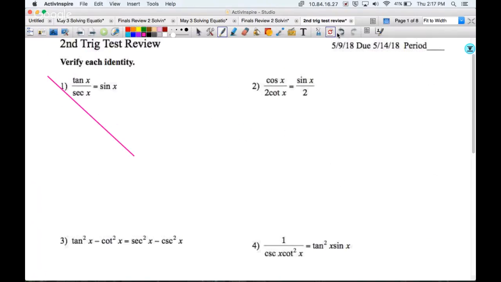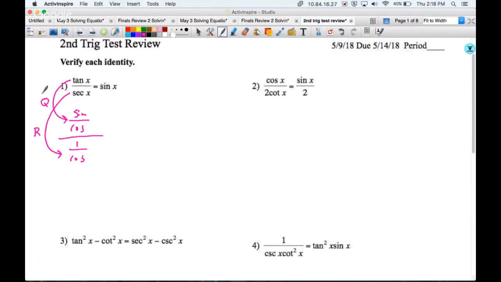So when we swap things out, we use letters to let the reader know what's going on here. In number one, if I want to replace this tangent with sine over cosine, I just used a quotient identity, so I write a q there. If I want to replace this secant with 1 over cosine, that's a reciprocal identity, I write an r there. Why did I pick these two to do?